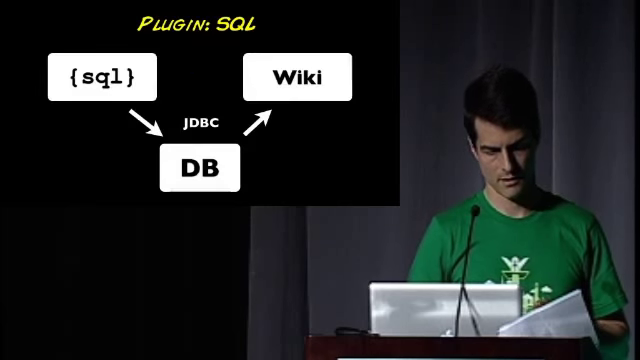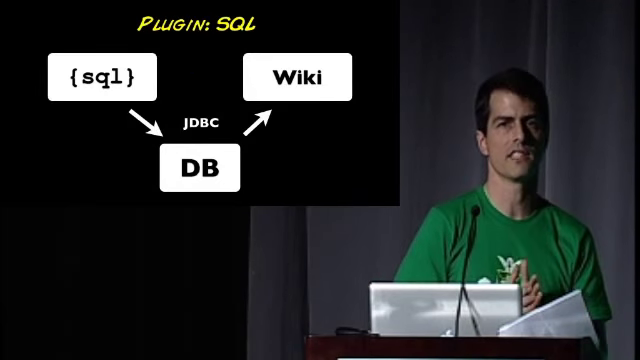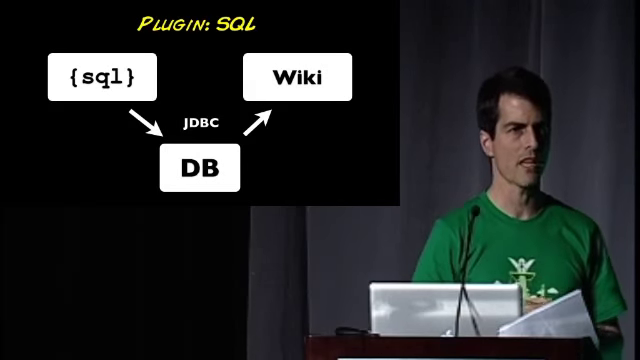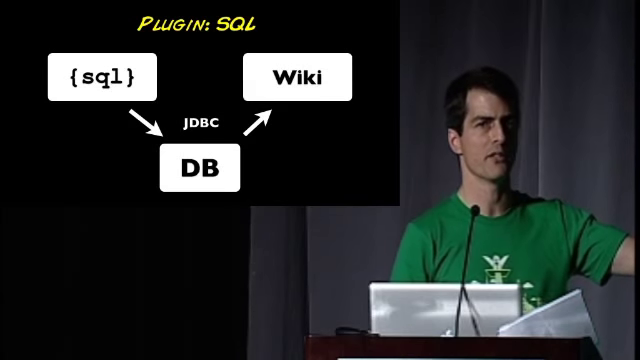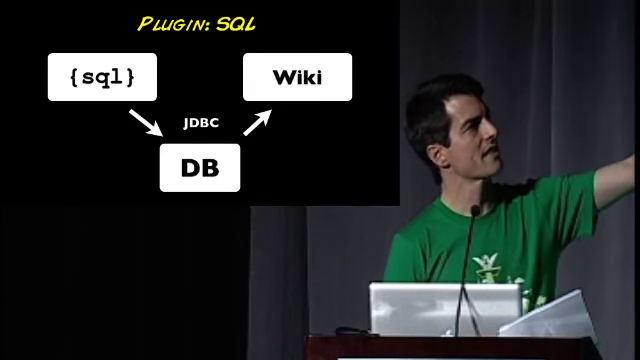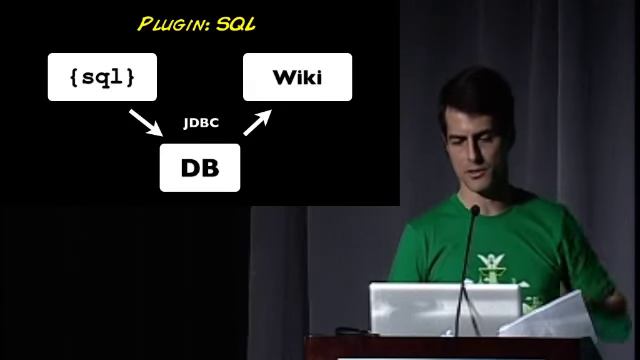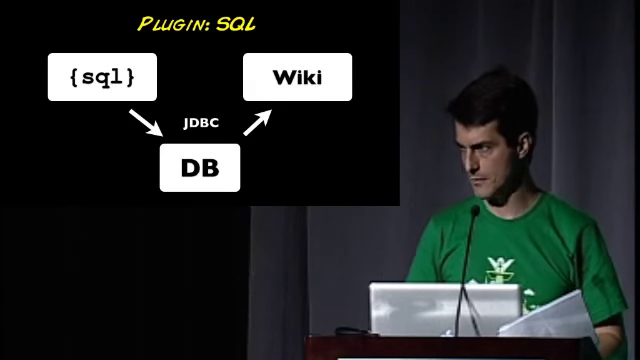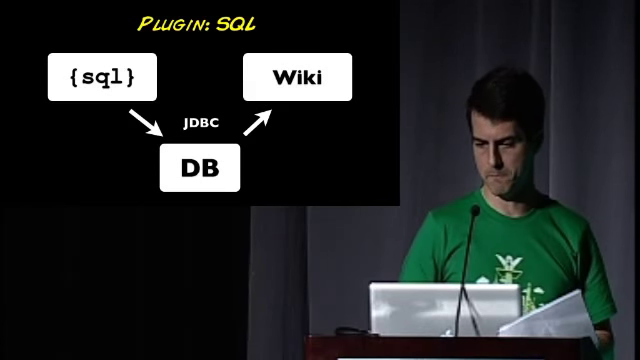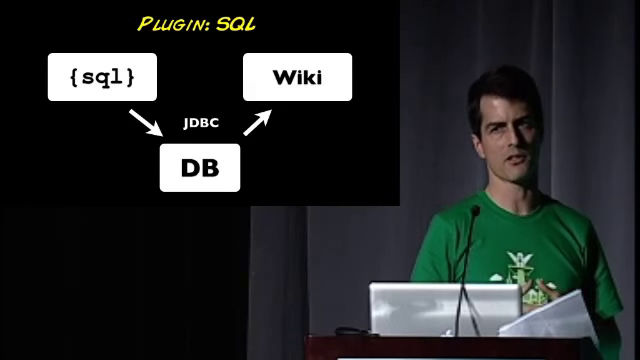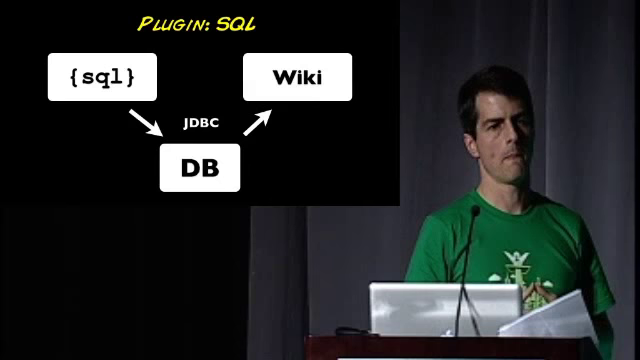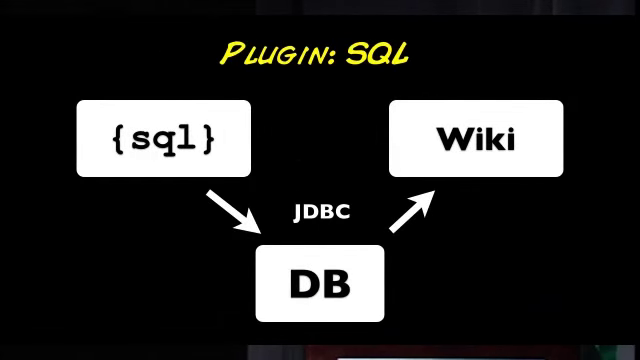So the first plugin that we're going to talk about is the SQL plugin, and that gives you the SQL macro. And this is a pretty simple macro. All it does is it takes a SQL query that you write in the source of a Confluence page, executes it against a JDBC data source, and then returns the results as a table in the wiki. By default, it returns a table. This is pretty straightforward, but it's also pretty powerful. This is the elemental building block of everything that we're doing today. All of what we're doing is powered by the SQL macro.